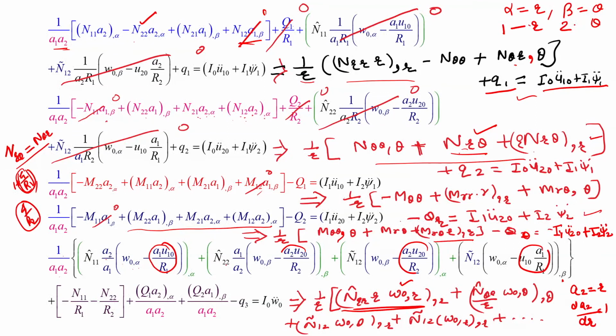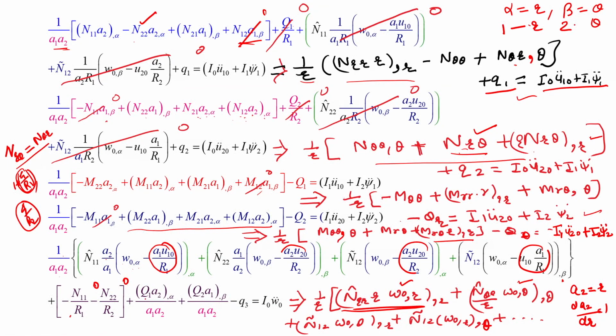In the next, n hat theta theta, 1 by r, and w comma theta with respect to theta. In the third term, n tilde, 1 by r, w comma theta, whole derivative with respect to r and whole derivative with respect to theta. Next, basically, plus they will not contribute.